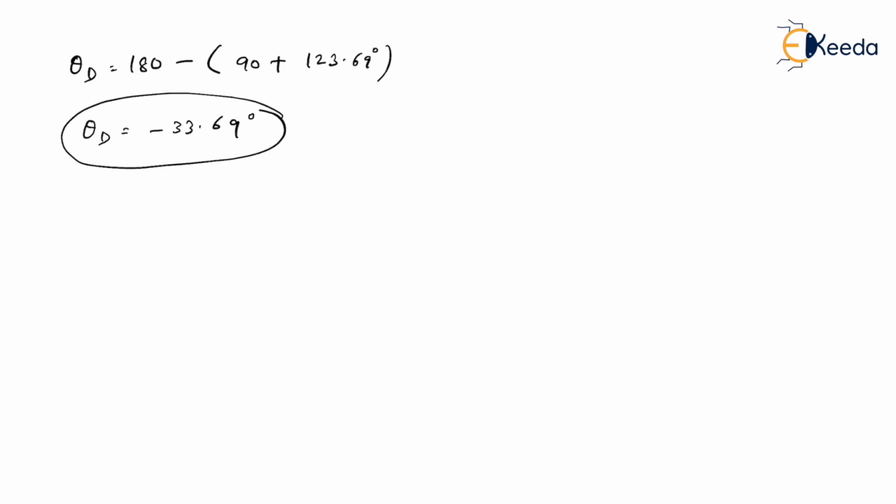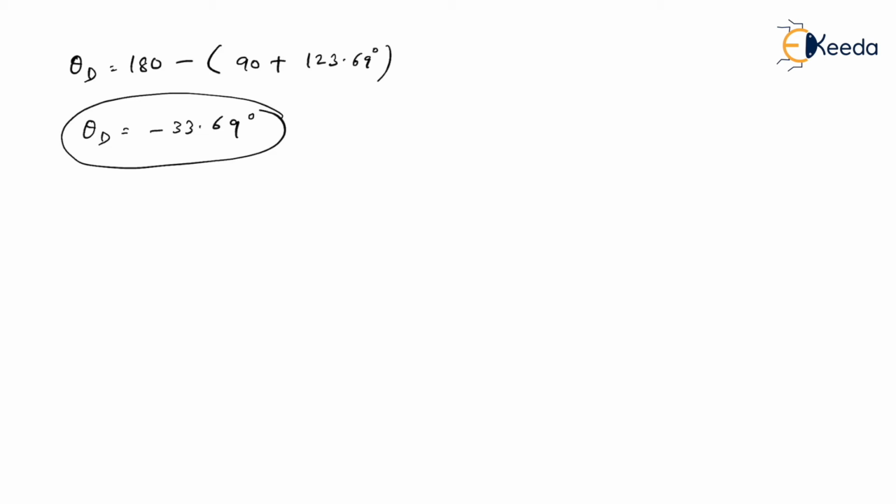So theta d is simply 180 minus (90 degrees plus 123.69 degrees), and after solving you will find that theta d is minus 33.69 degrees. This is nothing but the angle of departure.